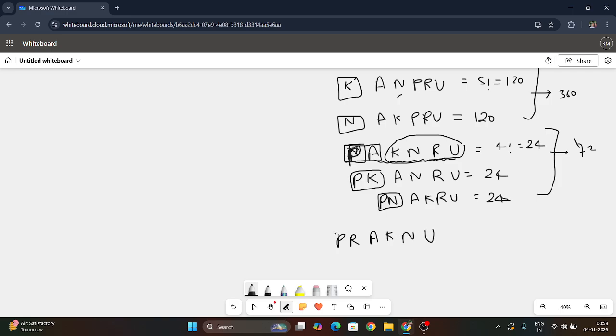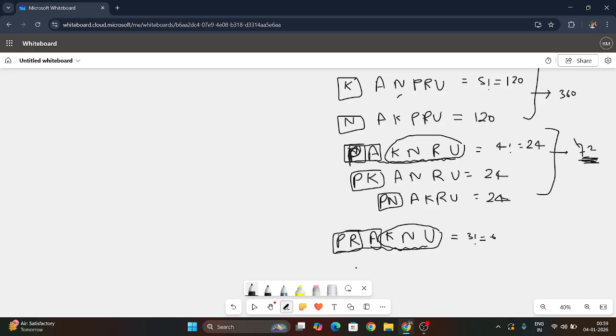U. Okay. Now suppose you are fixing these two, and you fix these two, then you can arrange all these things in 4 factorial ways, and if you add 4 factorial, it's again going to be 24. Now what we have to do, we have to add only 8. So let's fix these 3, and when you fix these 3, you can arrange the remaining letters in 3 factorial ways. 3 factorial means it is going to be 6.